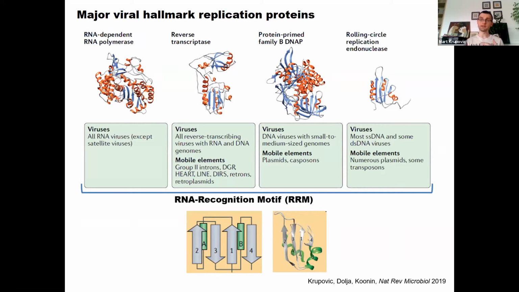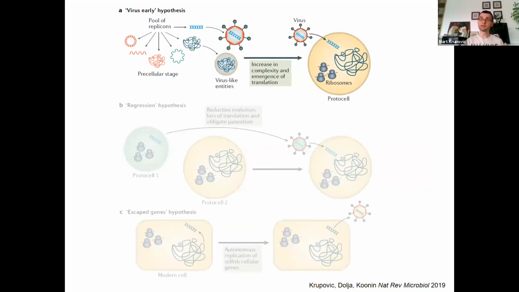And the fact that they are so widespread in viruses from all domains of life suggests that evolution of these replication proteins occurred very early on in the evolution of the viral world. This is consistent with the virus early hypothesis, which I talked about earlier. At the same time, this excludes the escape genes hypothesis due to the lack of any similarity between these replication proteins found across the virosphere and any cellular proteins involved in cellular genome replication, right?